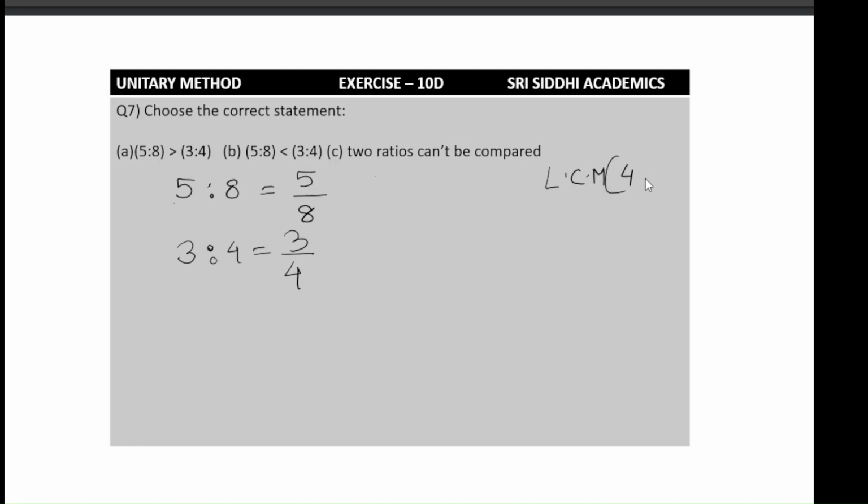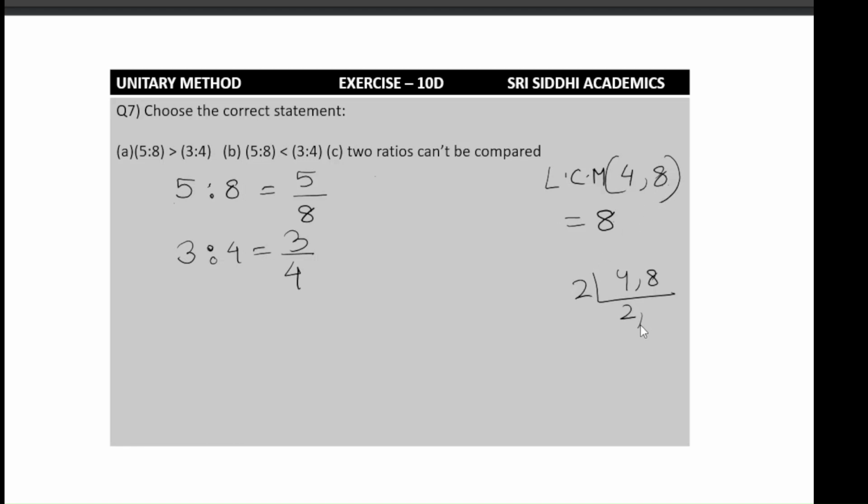So if you see 4 and 8, 4 is a factor of 8. So the LCM of 4 and 8 will be 8. For the LCM of two numbers where one number is a factor of the other, and the other number is definitely bigger, that will be the LCM. This is a very shortcut method. If you want to still verify, let's do that.